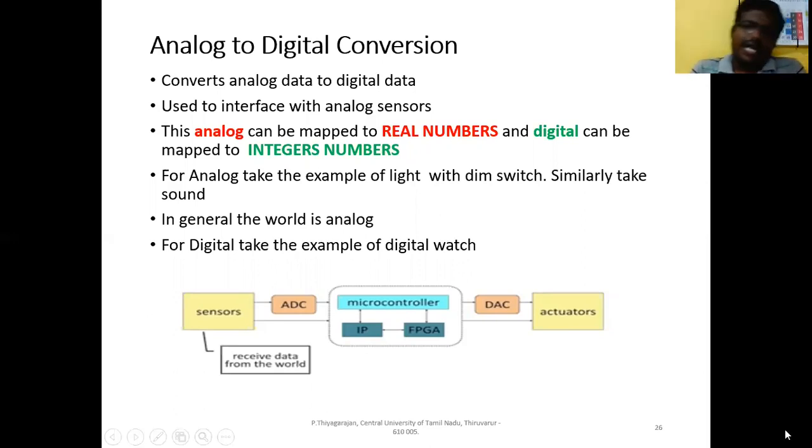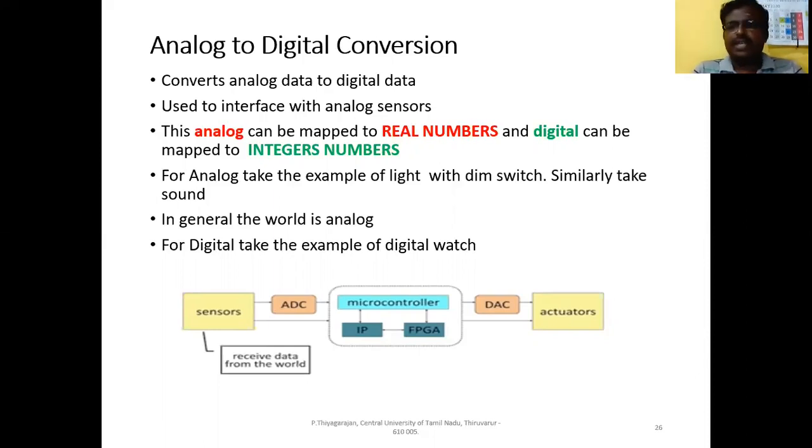For easy understanding, we can say the analog signal can be easily mapped to the real numbers. Real numbers are infinite for any given range. For example, if we ask how many real numbers are there in the range 0 to 1, there are infinite numbers. We can say 0.5, 0.6, 0.555, similarly 0.56. There are infinite real numbers between the given numbers, and we can map the digital signal to integer numbers.